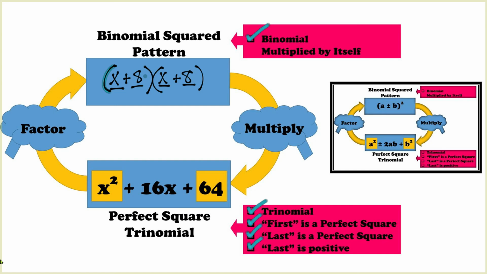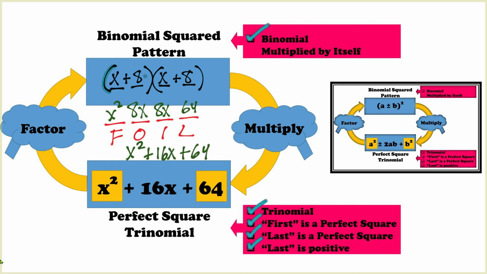So for a quick check, FOIL. x times x is x squared, 8 times x is 8x, x times 8 is 8x, and 8 times 8 is 64. So that'll give us x squared plus 16x plus 64, which matches our perfect square trinomial that we started with. So our answer on this problem won't be what we have written down right now. I'm going to erase that, and I'm going to write x plus 8 squared, a binomial squared pattern.